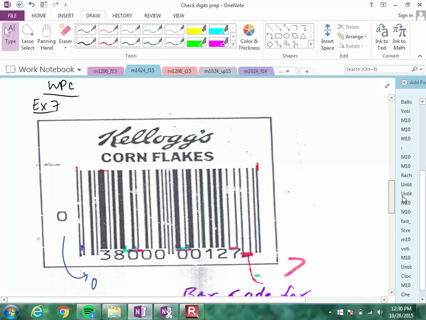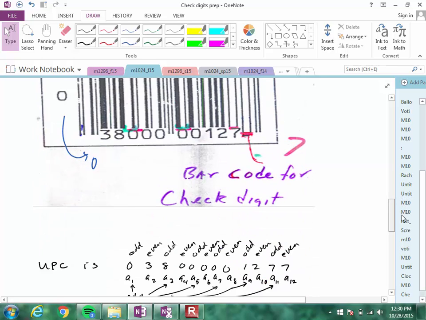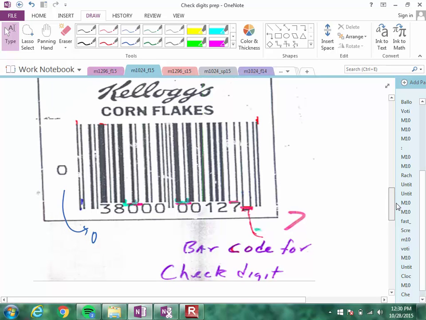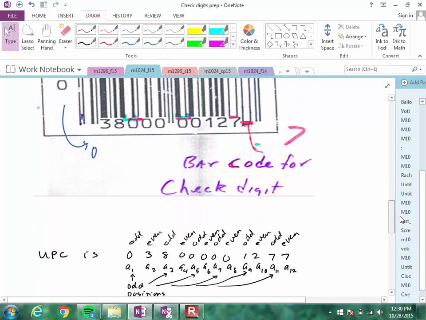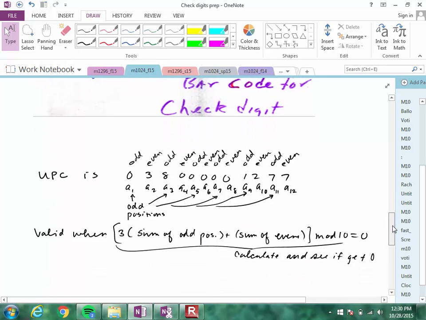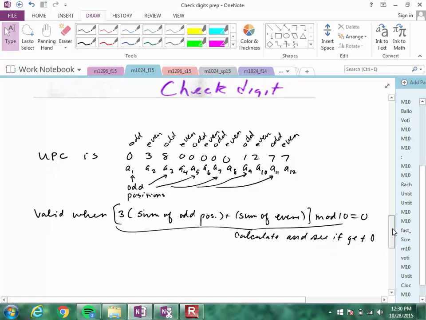Okay, let's go back to UPC. We're going to use the one on the Kellogg's Corn Flakes, which actually has some hidden digits, an extra 7 that you can't see. But I'm not going to give you the lines and have you translate them. You'll just be given it in number form. So the UPC for that Kellogg's Corn Flakes is 03800001277. That's the whole deal.